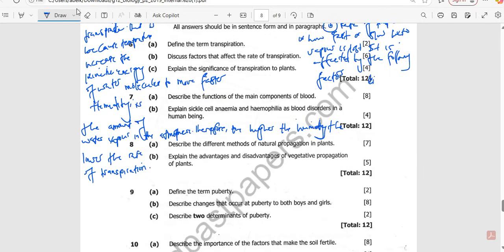So if you want to add more information from what I've written, you can add it the way I've explained that information. So I was saying, if there is enough amount of water vapor in the atmosphere, it will not cause the transpiration rate to increase. But if water vapor in the atmosphere is very little, the plants will be forced to release water vapor into the atmosphere in order to increase the humidity.